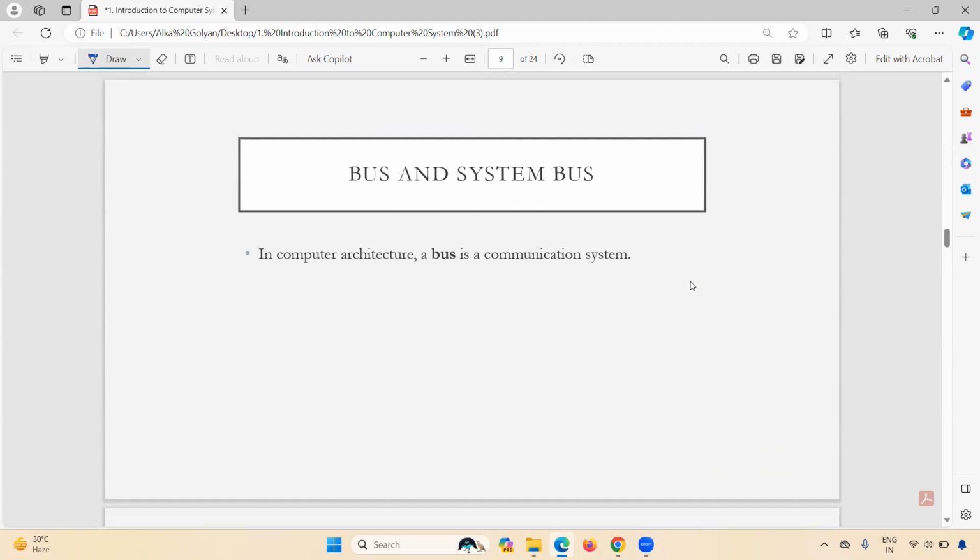And if you're talking about the bus, or system bus, in computer architecture, the bus is the main communication system that transfers data between components inside a computer or between computers. So this is the main work of the bus: to communicate between the components inside a particular computer and between computers.